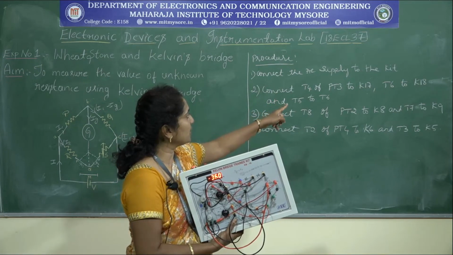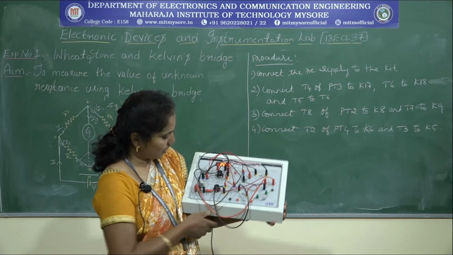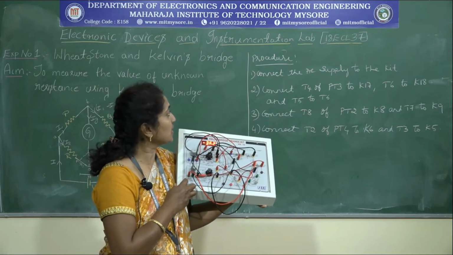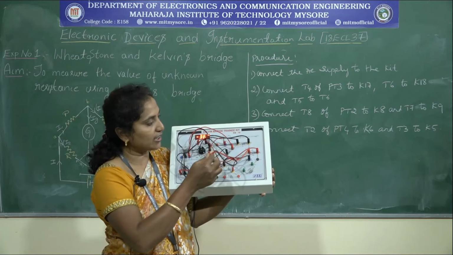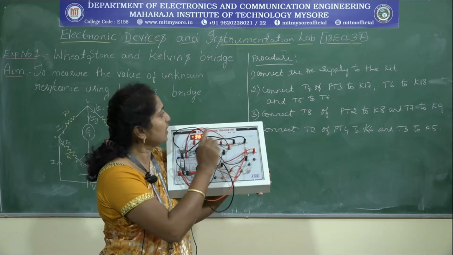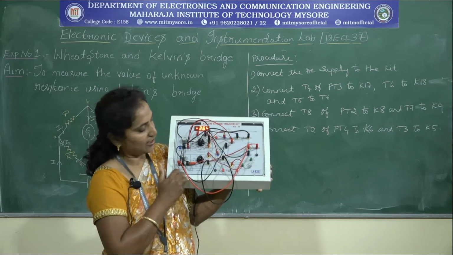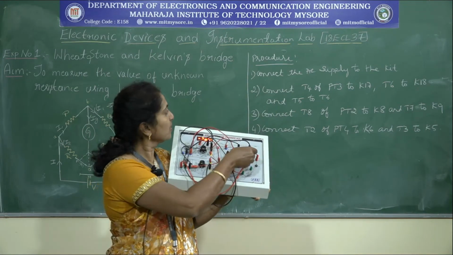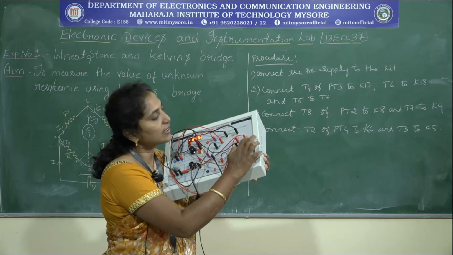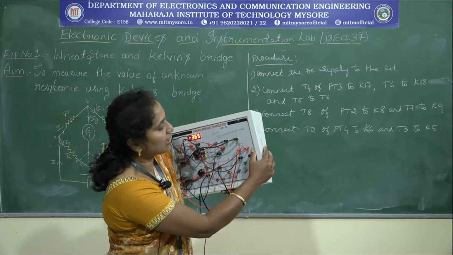Connect T4 of PT3 to K17. The T4 is here, and it is connected to K17. So where is K17? K17 is here. And then T6 to K18. T6 is here, and I have connected it to K18. K18 is here. This is K18, it is written here.